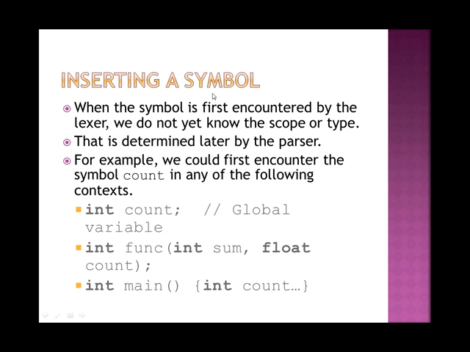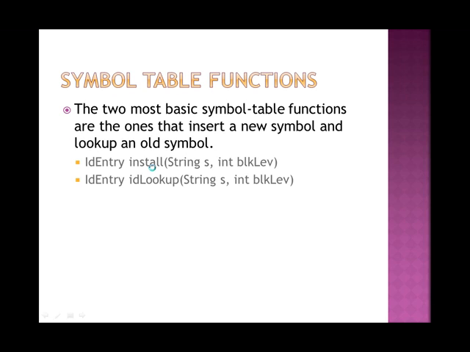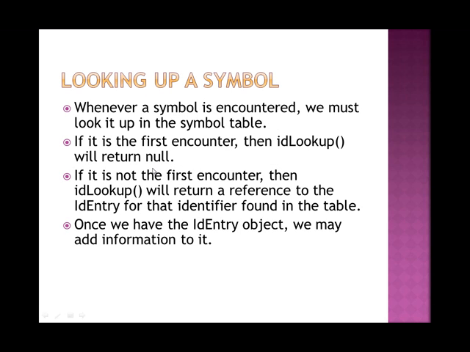Then looking up a symbol. This contains two functions. One is installing, which we have studied, how to install a symbol. Then how to look up a symbol. Whenever a symbol is encountered, we must look it up in the symbol table. If it is the first encounter, then ID lookup will return null, or return the zero value.